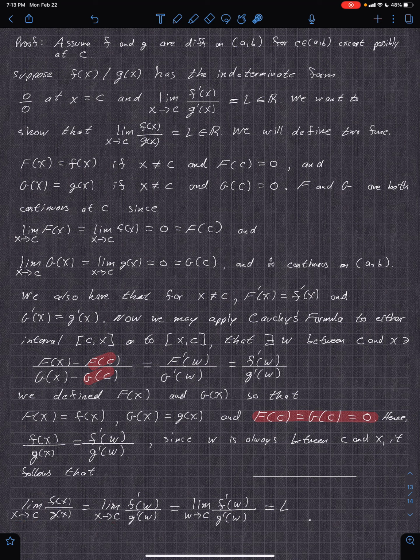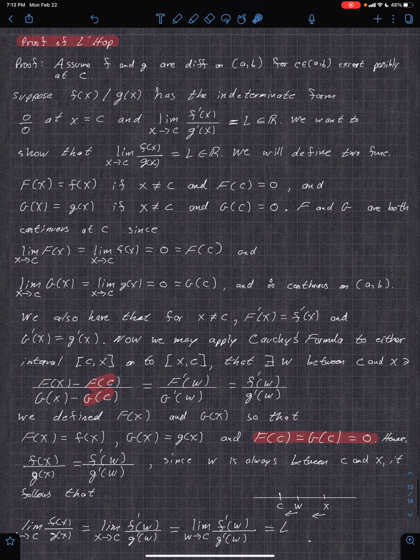Now, because you have w always between c and x, you have this sort of thing going on. So here's c and here's x. w is always in here. As x is approaching c, w basically starts to approach c as well. That's what we wanted to show. What does it equal? Since these have to be equal, it's approaching a fixed value, which is assumed back here. Okay, that concludes L'Hopital's rule.